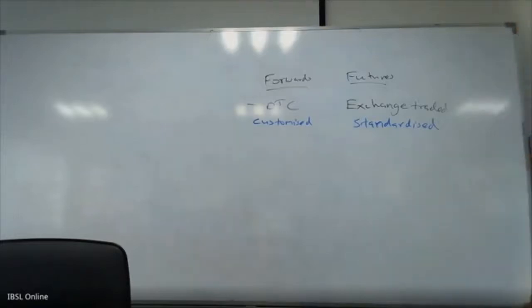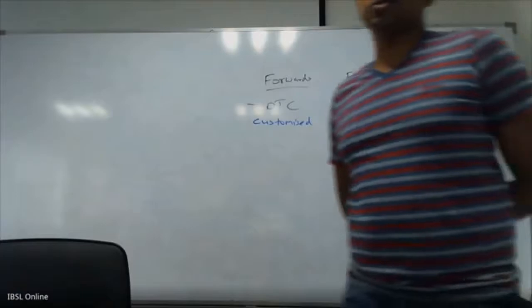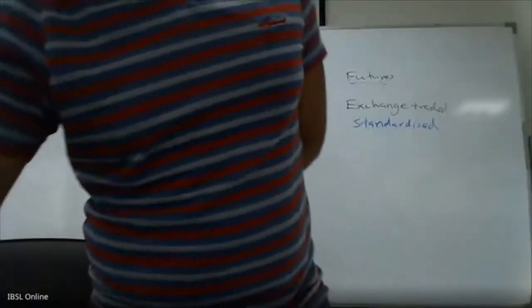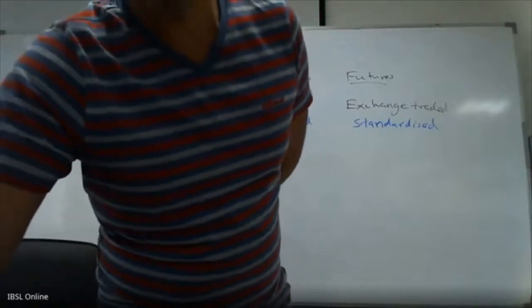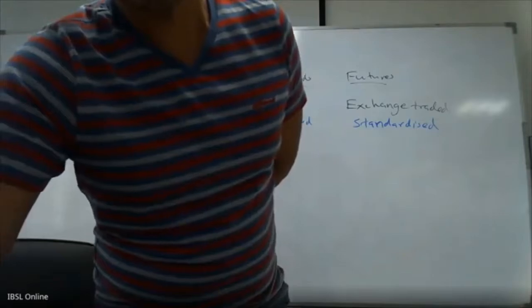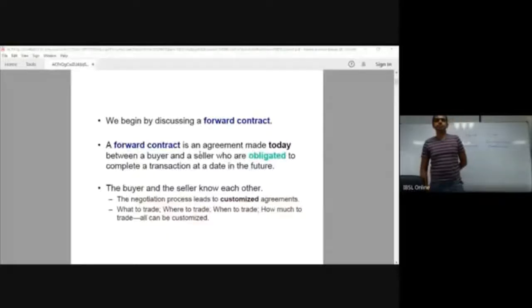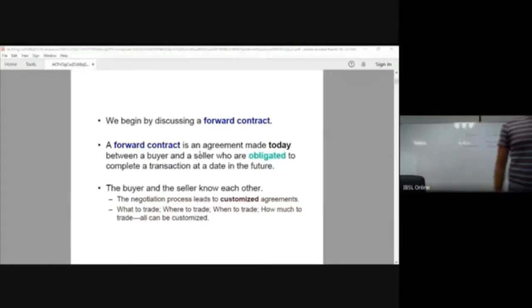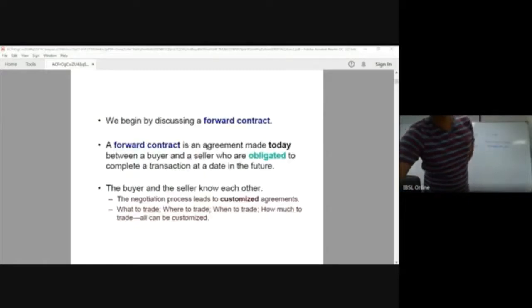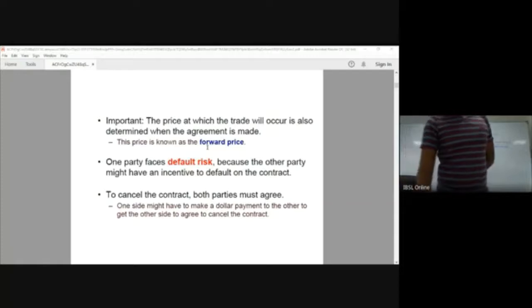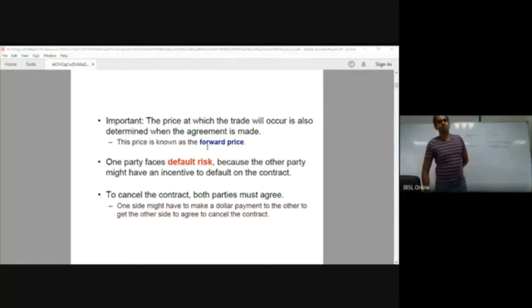The forward contract is an agreement made today between a buyer and a seller who are obligated to complete the transaction at a future date. The buyer and the seller know each other, unlike a futures contract. The negotiation process leads to customized agreements. What to trade, where to trade, when to trade, how much to trade, all can be customized. That's the most important thing. The price at which the trade will occur is also determined when the agreement is made. This is known as the forward price.